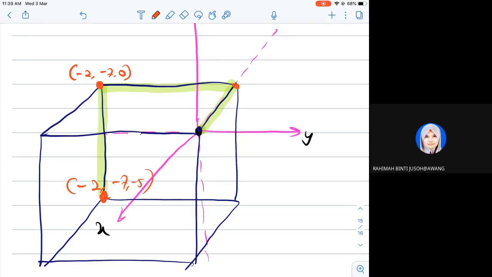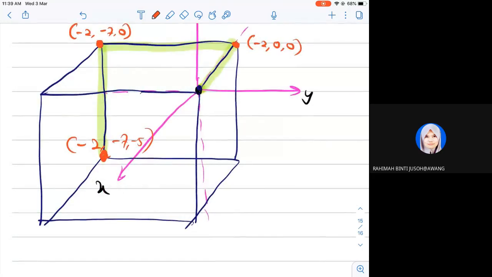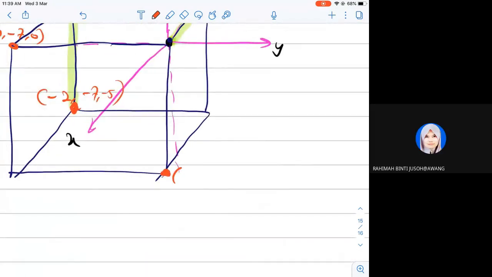Okay. How about this? Coordinate of this point? -2, 0, 0. Yeah, 0, 0. Okay, well done. How about this? 0, -7, 0. Yeah, 0, -7, 0. Okay, well done. What happened here? What's the coordinate here? 0, 0, -5. Yes. 0, 0, -5. Okay, well done.